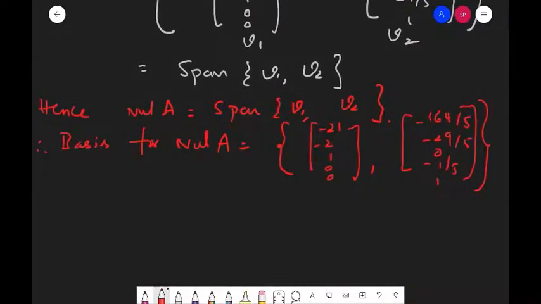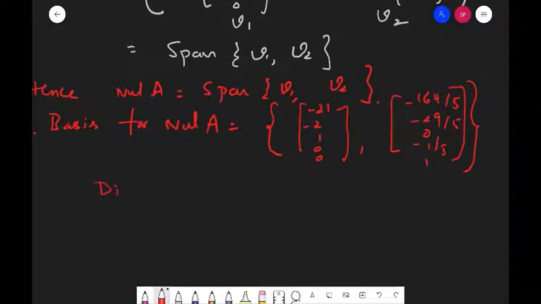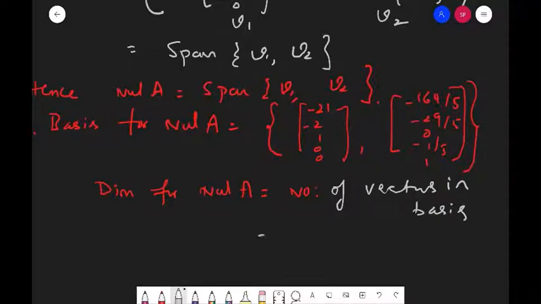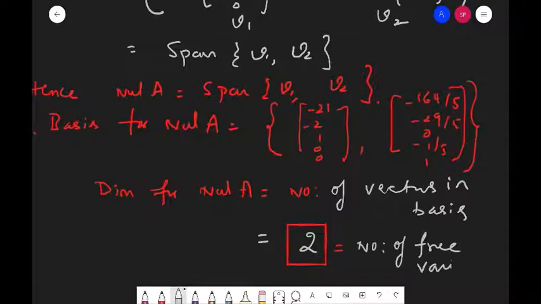Therefore, the basis for null A is this. Hence, what is the dimension for null A? The dimension for null A is equal to the number of vectors in the basis, that is equal to 2. So the dimension for null A is equal to 2, which I can also say is the number of free variables.